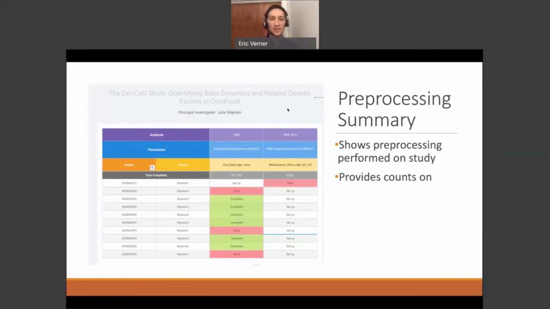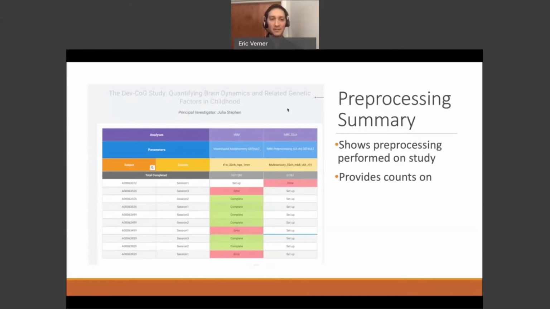Now you can see for this study, we have VBM, voxel-based morphometry, which is a structural MRI analysis, queued up for all of the T1W 32-channel MPR 1mm series. And then below that, you're able to see the total number of sessions that have been completed. And each line below that gives you another subject and session.